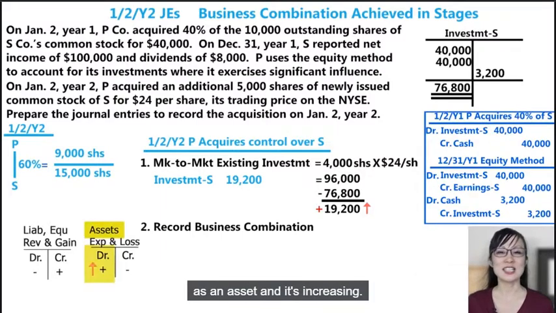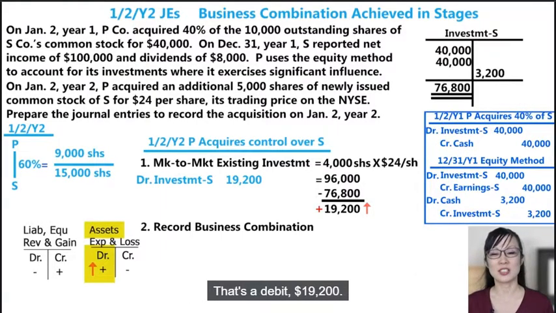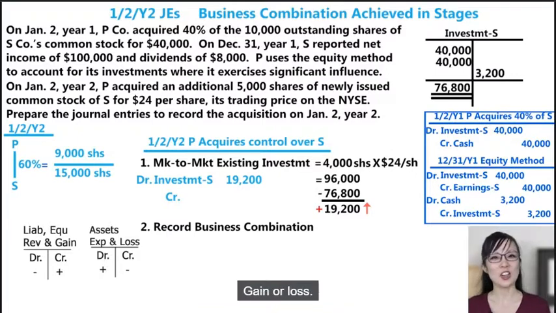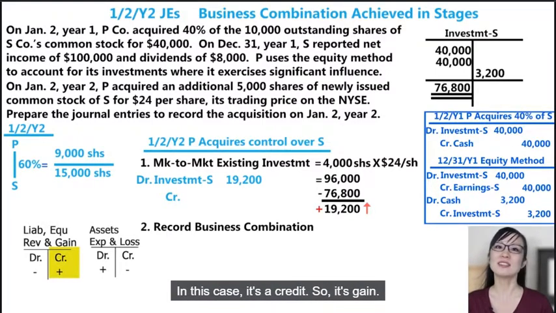Investment is an asset and it's increasing. That's a debit, 19,200. What's the other side of the entry? Gain or loss. In this case, it's a credit, so it's a gain.